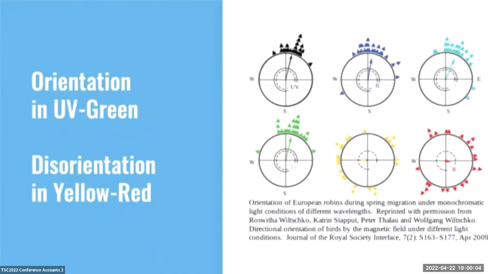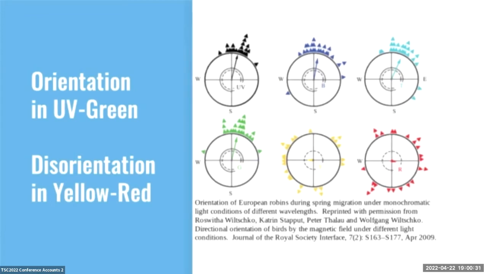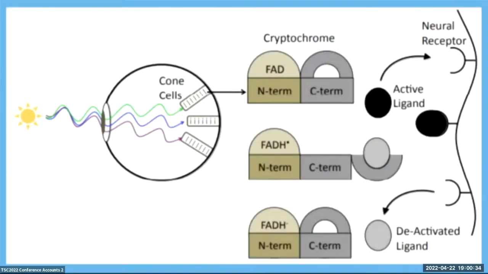So why is a light-sensitive chemical reaction believed to be involved in the ability to sense the orientation of a magnetic field? Well, behavioral experiments in migratory birds suggest that their ability to properly orient to the geomagnetic field is light-dependent. Specifically, they can correctly navigate in a range from ultraviolet, blue, and green light, but not in yellow and red light. So let's examine how a chemical compass is proposed to function.